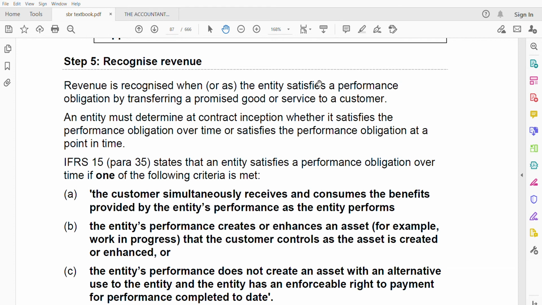An entity must determine at contract inception whether it satisfies the performance obligation over time or at a point in time.